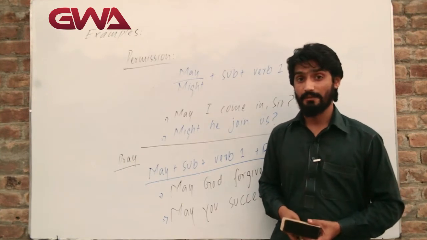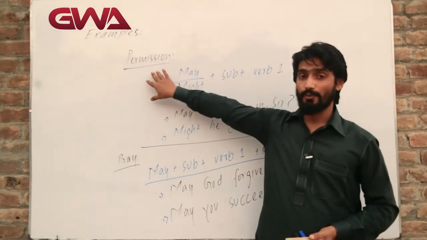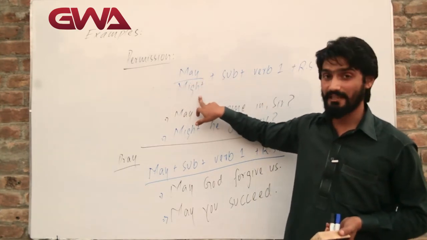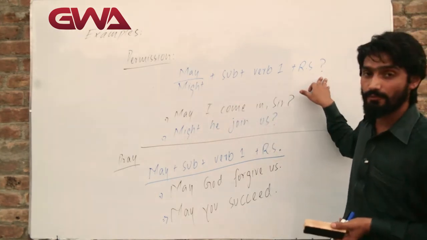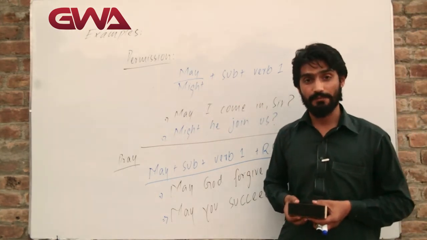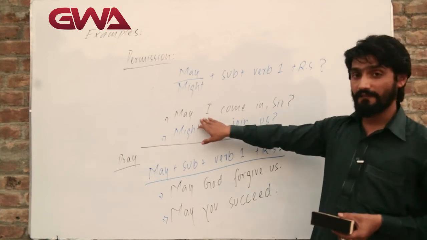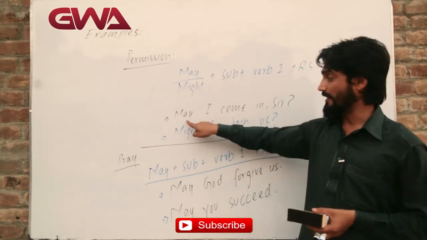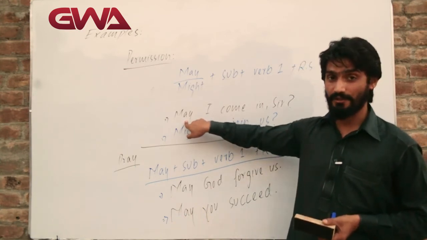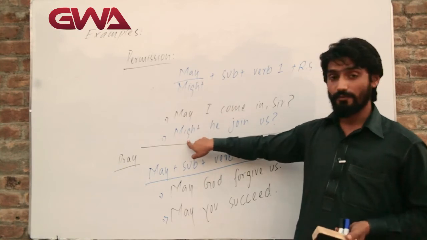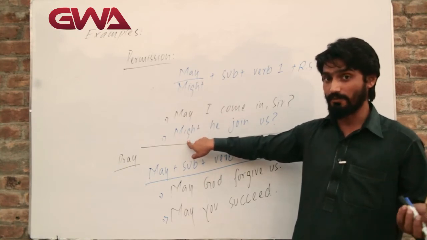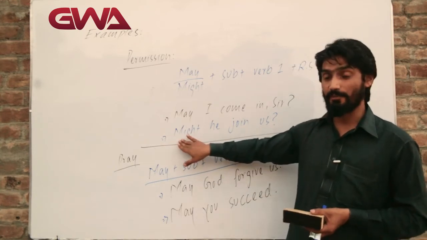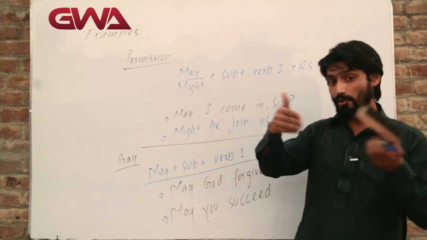Let's talk about permission. When we need or someone needs permission, we will use may or might at the beginning of a statement, and at the end we will use a question mark. For example, a very common sentence, may I come in, sir? Now here, a student needs permission to enter the class. We can also use might, which is not very common. Might he join us? Now here, one person is taking permission for another person to join them.